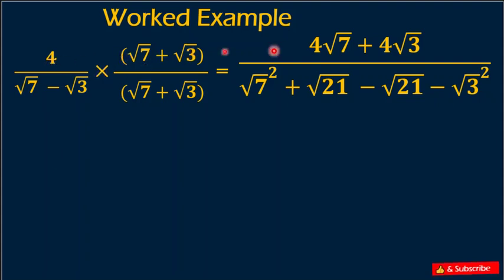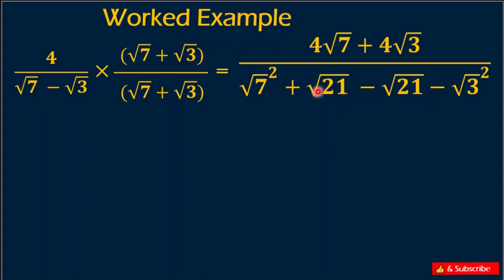So we have 4 root 7 here because 4 times root 7 is 4 root 7. We also have 4 root 3 here. That came from the multiplication of 4 times root 3, which gives 4 root 3. So this is covered. How about these ones? We have root 7 multiplying everything here, then root 3 multiplying everything here. So root 7 times root 7 is root 7 squared. Now root 7 times root 3 is root 21.